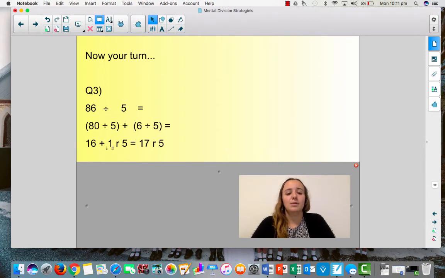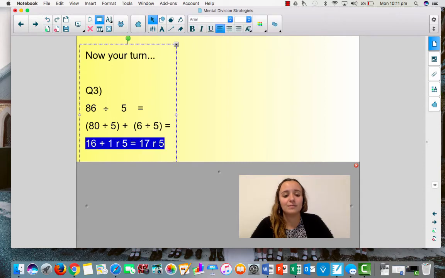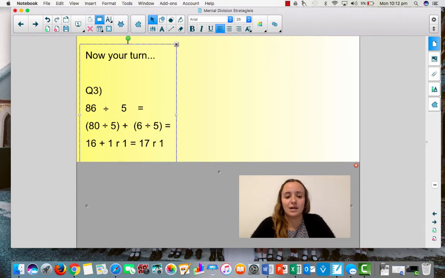Okay, plus 6 divided by 5. I can only make one full group of 5 with 6. And I actually have made an error there. It's actually a remainder of 1. Okay, that gives us 17, remainder 1.